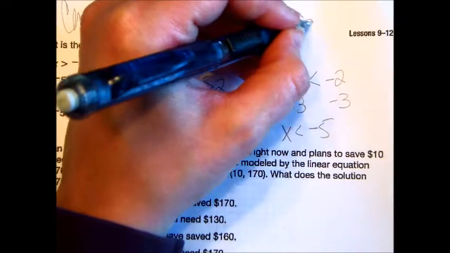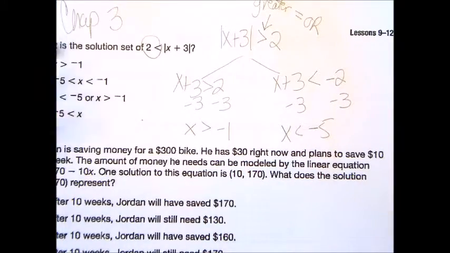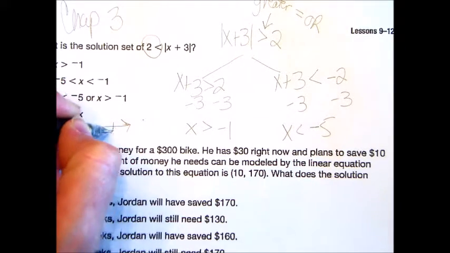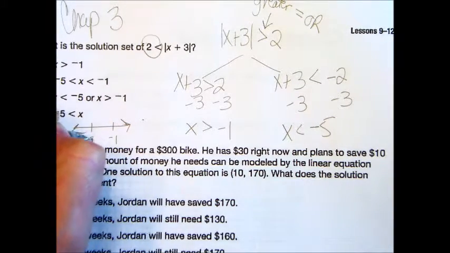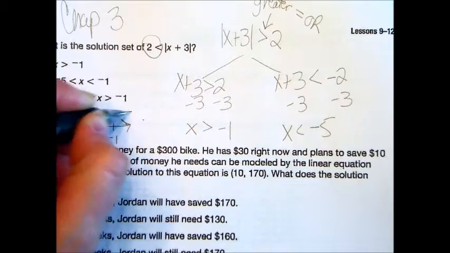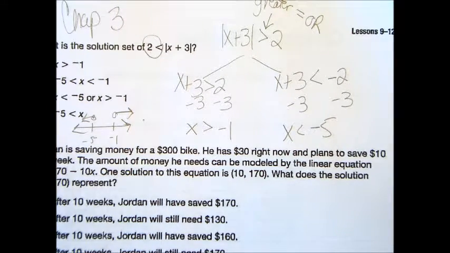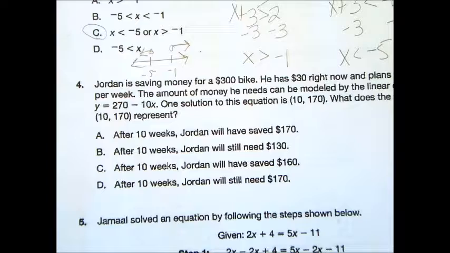Greater means OR. Or if you just graph it on a number line, here's negative 1, here's negative 5. They're both open and pointing in different directions. Okay, so that's going to be this one right here. This is the only one that suits both of my answers. Oh, sorry, that was C.